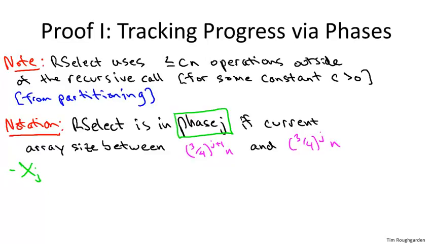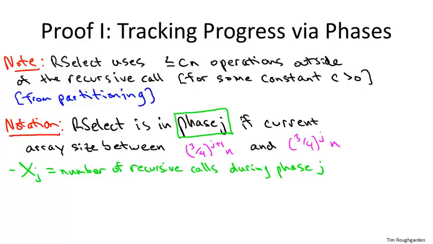So for phase j, X_j simply counts the number of recursive calls in which the randomized selection algorithm is in phase j. So this is going to be some integer. It could be as small as 0 for some of the phases, or it could be larger. So why am I making these definitions of phases and of these X_j's? What's the point? Well, remember the point was we want to be able to cleanly talk about the progress that the randomized selection algorithm makes through its recursion.